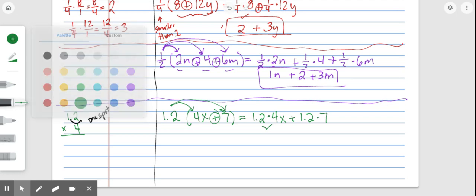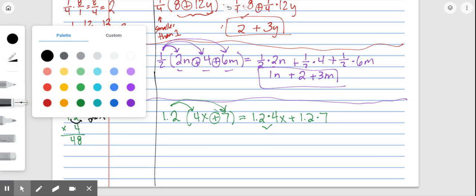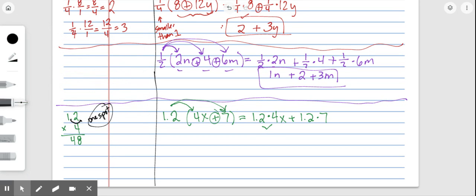So 12 times 4. So now we do 4 times 2 is 8, and 4 times 1 is 4. Okay, but we still have to take care of that decimal, this one spot. So we move it back in. So our final answer is 4.8. So this is going to be 4.8x. Okay, if you ever get confused on the decimal multiplication when you're doing distributive property, check it with a calculator. That is totally fine to do.